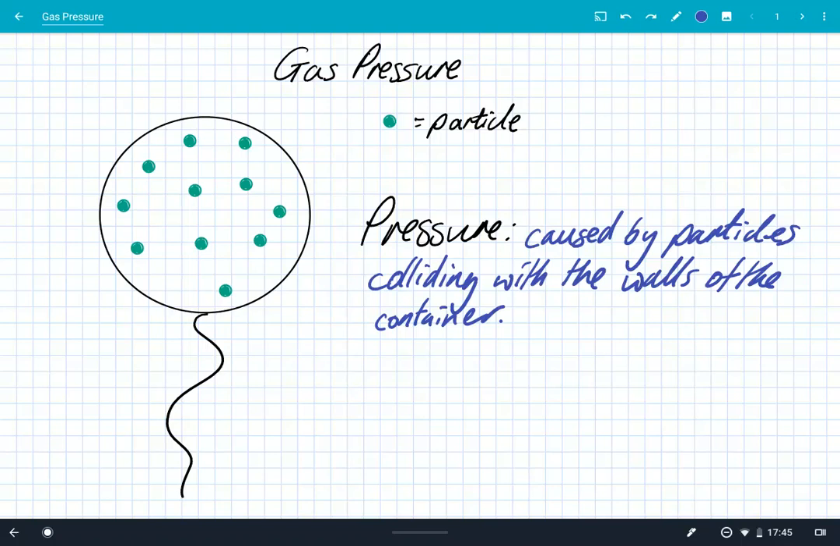Hey, what's up? We're going to look at gas pressure. This is a really easy part of P1. It's very, very simple. So imagine we've got a balloon, and inside there's loads of gas particles.